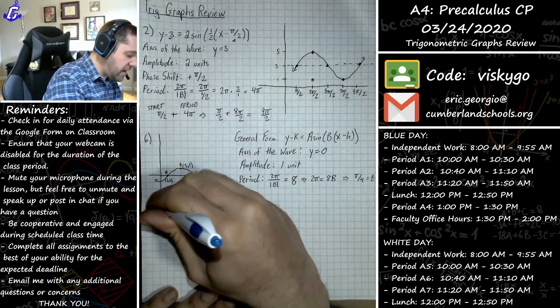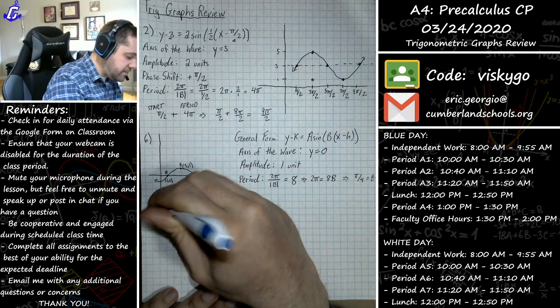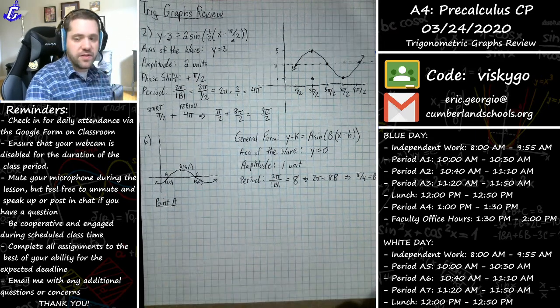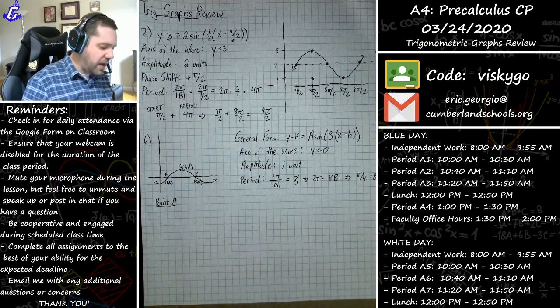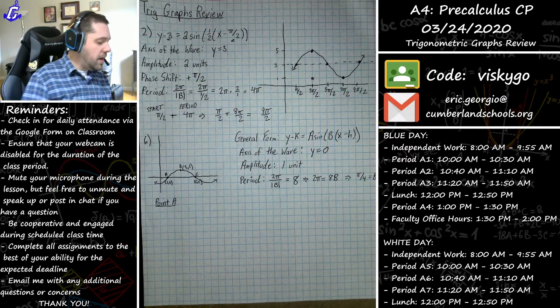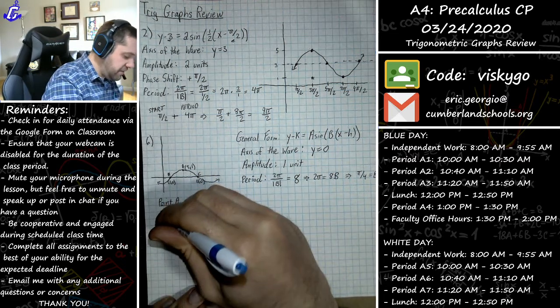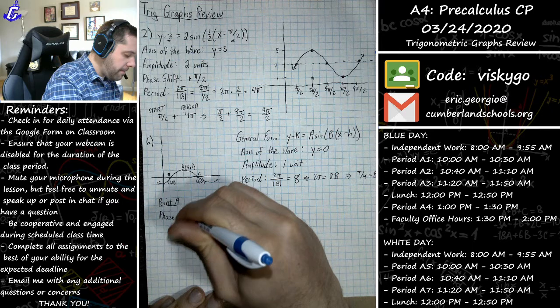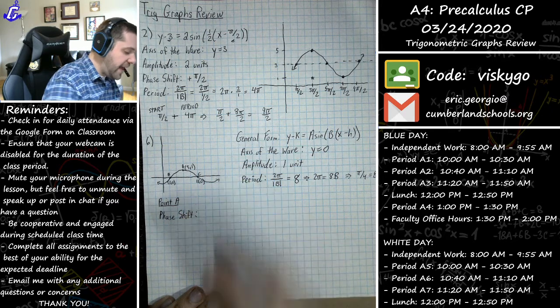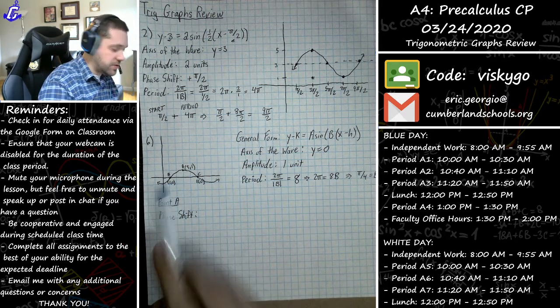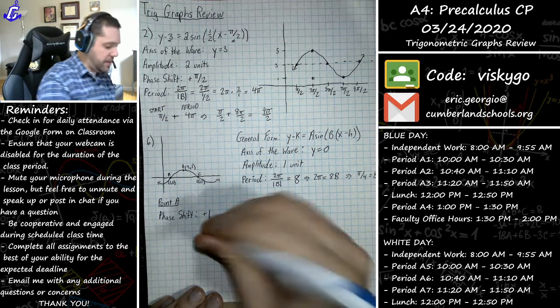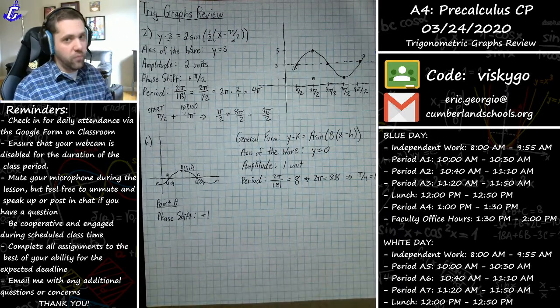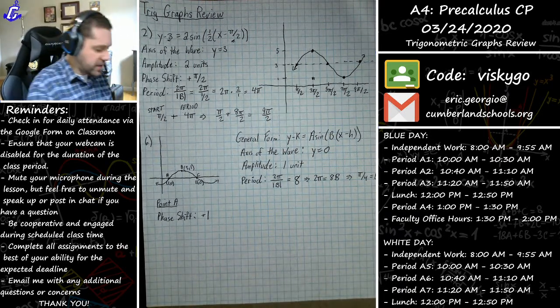If I want to start at point A, well, your amplitude's going to be the same, your axis of the wave is going to be the same, the period's going to be the same, but what's going to change is the phase shift. That's not going to be the same. Because now we're starting at the point (1, 0). So your phase shift is +1 because we're starting at that x coordinate of 1. Again, it works just like the horizontal shift.